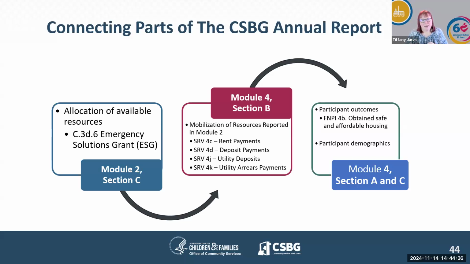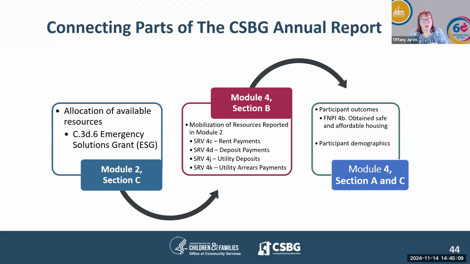Another Module 4 connection is that because services were provided with the resources received, the client may have achieved one or more outcomes. In this particular example, the outcome that would be achieved because of the ESG allocation is FNPI 4B, obtain safe and affordable housing. Again, this is not an inclusive list. There may be other FNPIs not listed on the slide that the agency could report on to capture other outcomes the client achieved because of the service.